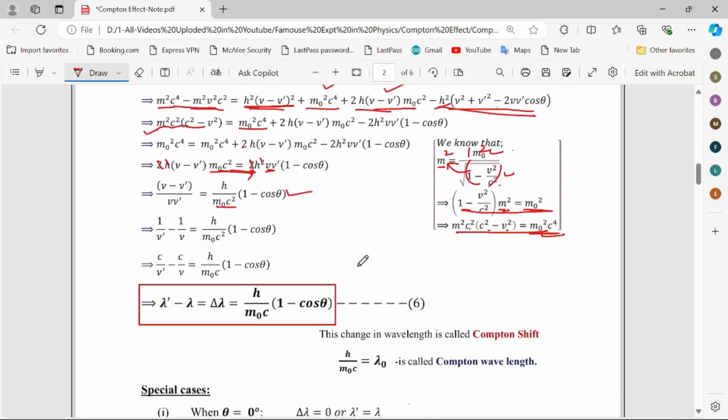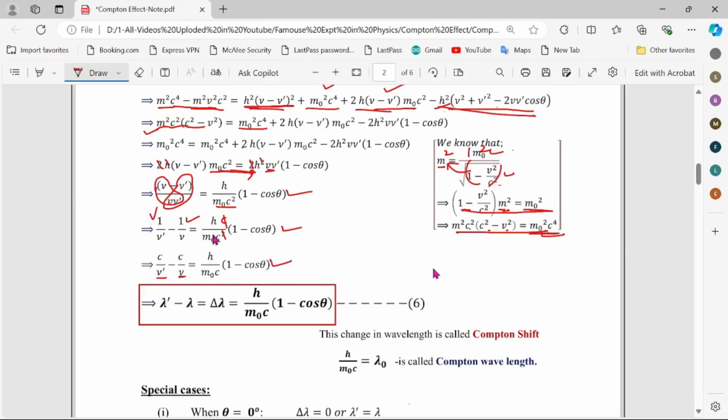So if it is like this, then if I divide mu by mu dash, we found 1 by mu dash minus 1 by mu equal to h by m naught c square into 1 minus cos theta. Then I multiplied c on both sides. So here c by mu dash minus c by mu is equal to, if I multiply c with the right hand side, one c got cancelled, h by m naught c into 1 minus cos theta.